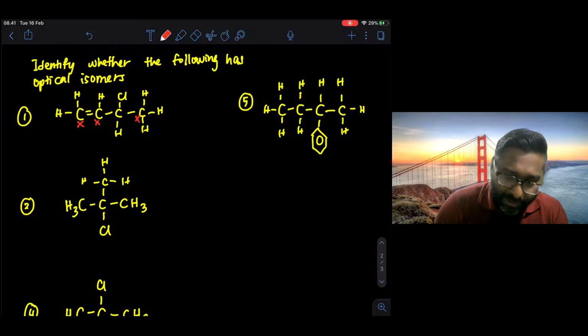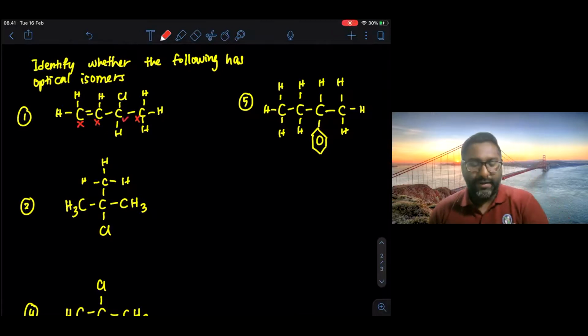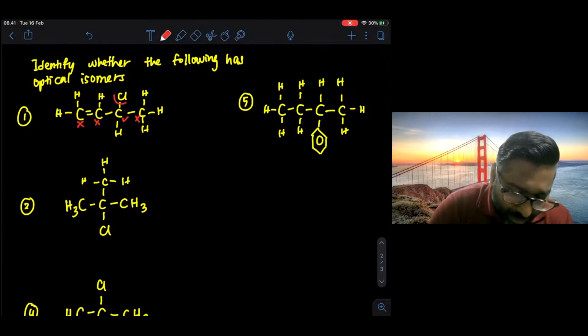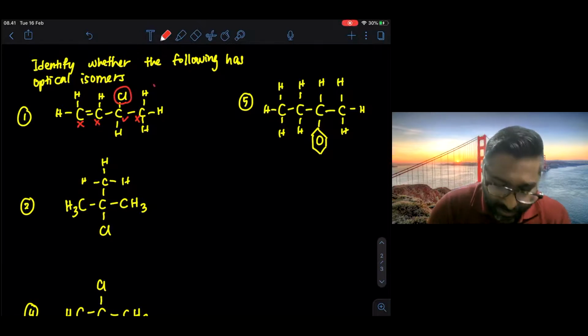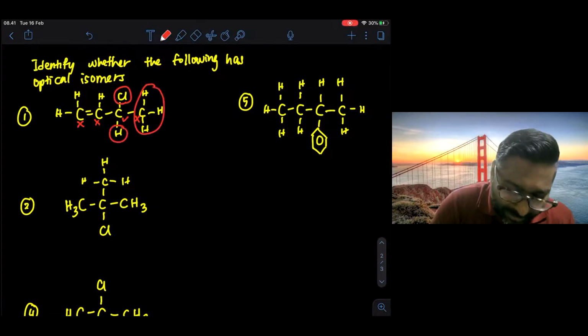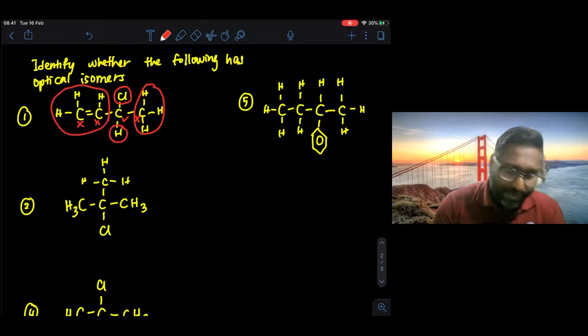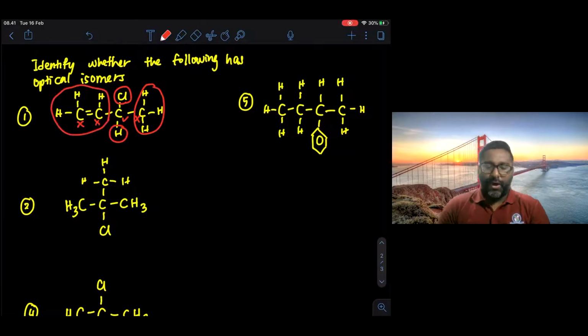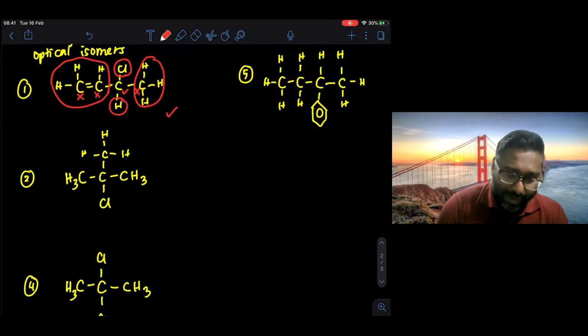So the only thing that is left over here is this carbon. And you can see this carbon is a chiral center. Why? This is going to be a different group. This is going to be a different group. This is a different group. This entire thing is going to be a different group. So therefore, there is a chiral center. So this molecule can exhibit optical isomerism.